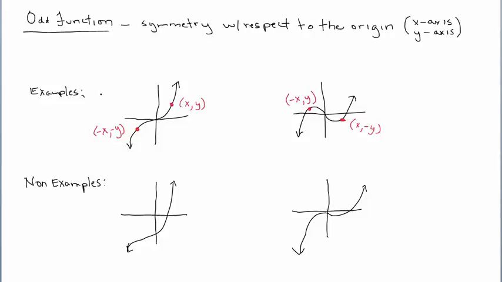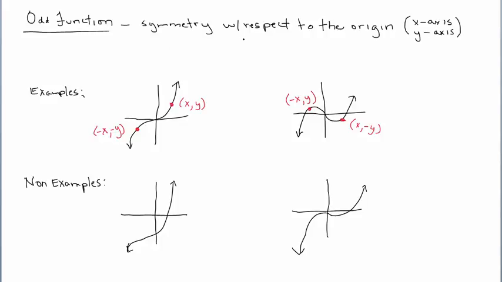So for graphs that are odd, we would have to change the signs of both the coordinates of the ordered pairs. Change the signs of both coordinates. Woo! Got through that one.